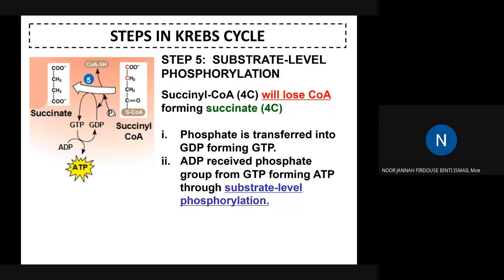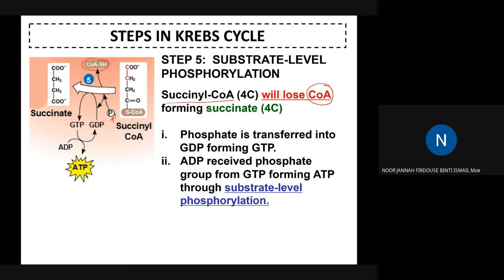Langkah kelima ini, succinyl CoA will lose coenzyme A first to form succinate. Okay, dia akan hilang dulu. Succinyl CoA ni will lose its coenzyme A. And then during this process, phosphate inorganic here will be transferred to GDP.